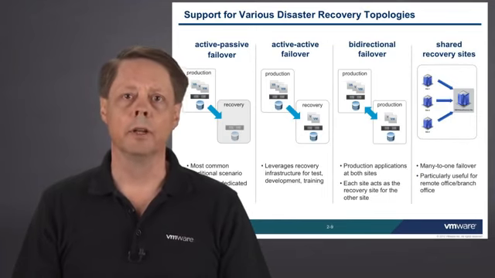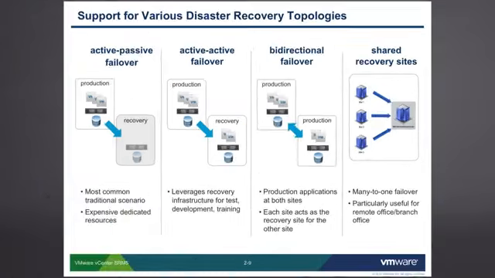So active-active failover, full bidirectional failover, each acts as a recovery for the other, okay? So you're running full production on both sites. You could argue that active-active and bidirectional are very, very similar. Most customers won't see a real difference between them because realistically, it's just a matter of choosing if we're going to shut off some workloads to make room for the incoming ones or not.